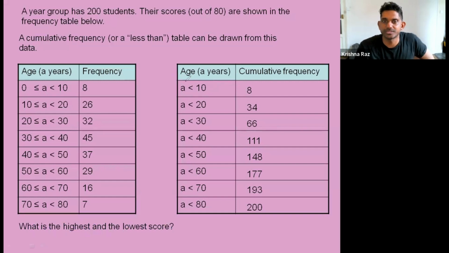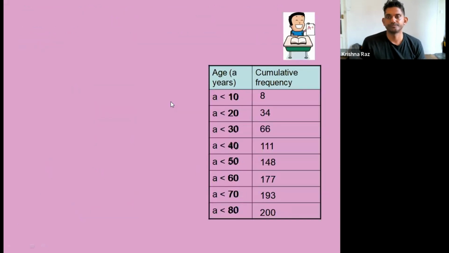The problem with this is that we've lost the exact marks in the surveying process. So I know the highest score would be 80 and the lowest score would be 0. Though we've lost the individuality of everyone's data, we can analyze the group as a whole. So we're going to use that to draw the table on the right. We will use it to draw the cumulative frequency graph.